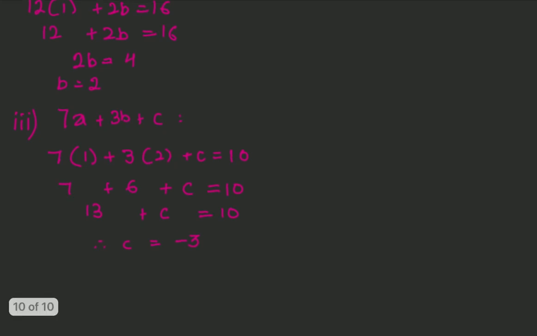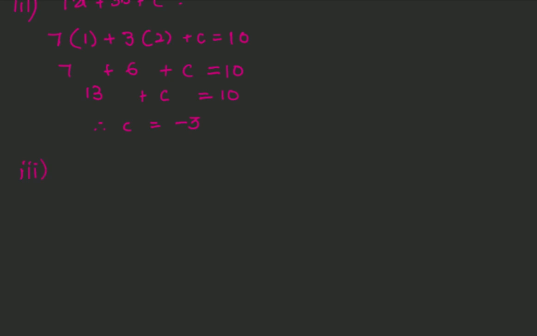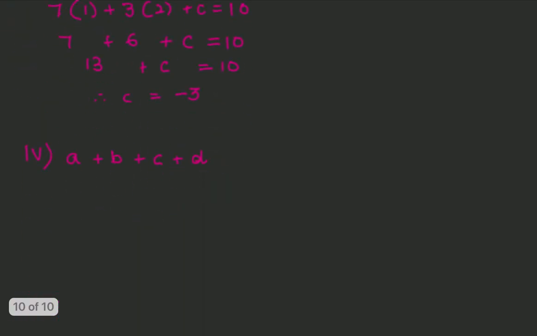Now with that given, let's find d. This is the first term, which becomes 4. So a plus b plus c plus d should equal the first term of the original sequence, which is 4. So we know that a is 1, b is 2, c is negative 3, and d is unknown. So let's find it. That's 3 minus 3, 0, plus d is equal to 4. So therefore d is equal to 4 minus 0, which is 4.